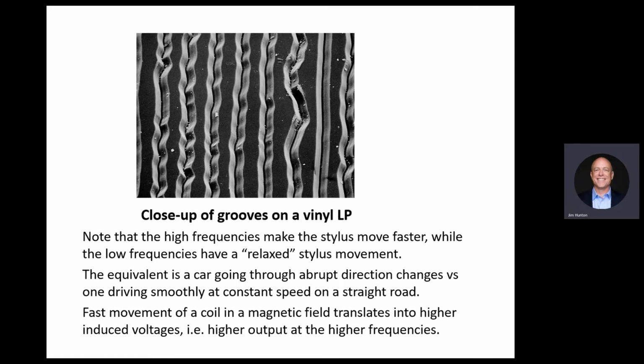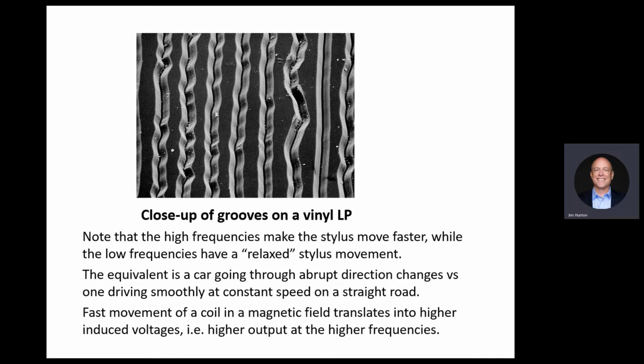So we're starting with a record. The first thing is, what is a record? It's grooves on vinyl. As we can see, there are different kinds of grooves. We have very fast changes, which are the high frequencies, and we have very lazy ones, which are the low frequencies.